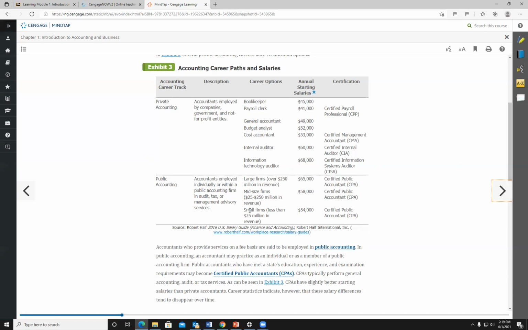But the different types of jobs, career options, salary, and the certifications needed for each job are listed here. So if you are interested in a profession in accounting, this is a great little exhibit to look at to try to decide what would be the best course of action for you.